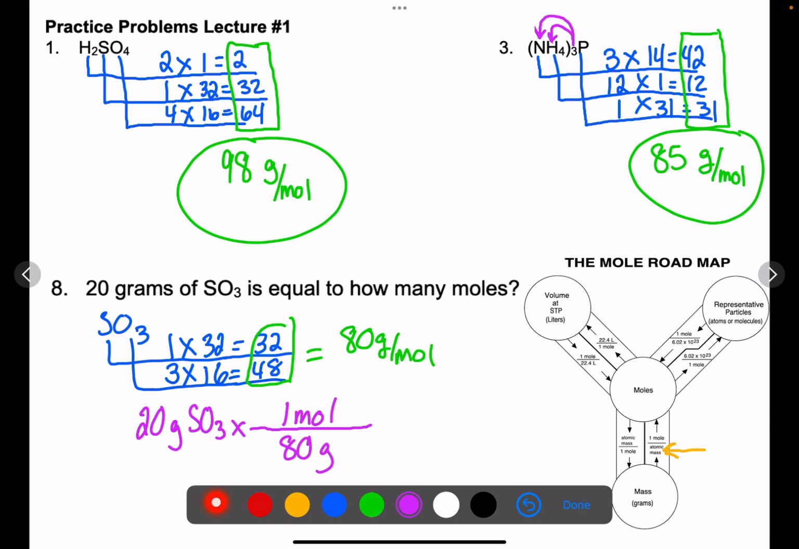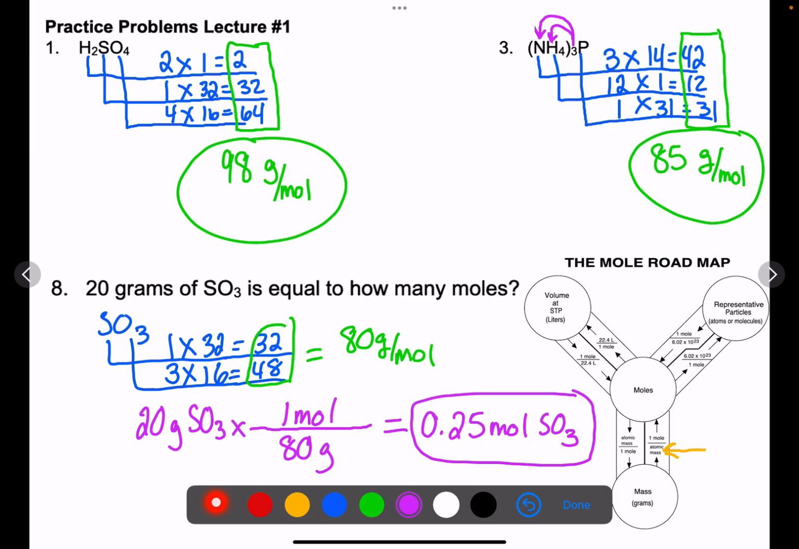Okay? So the math of this is just 20 times 1, get an answer, divide by 80, hit enter, and you end up with a grand total of 0.25 moles of SO3. Like that. Okay? So that gives you plenty of time to finish the sample problems.